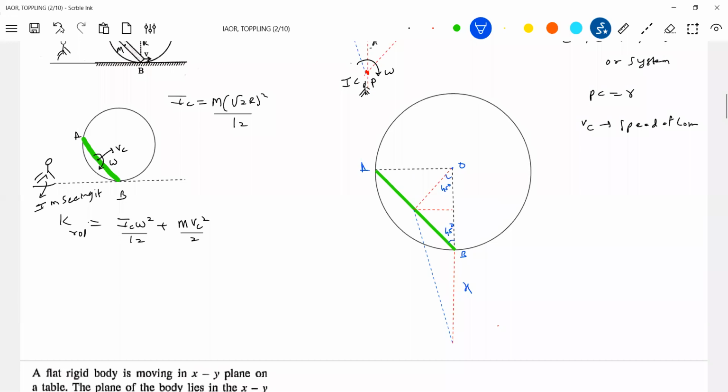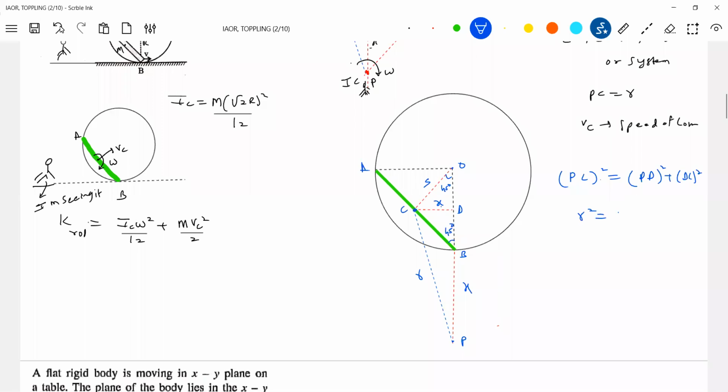Let me call this R1, and let me call this distance S. This is the center of mass C, and this is P. So what do we have to calculate? PC, where PC equals R. I think you have enough geometry. Can we find the value of PC? PC square is equal to PD whole square plus DC whole square. So PC is R square, which is needed.